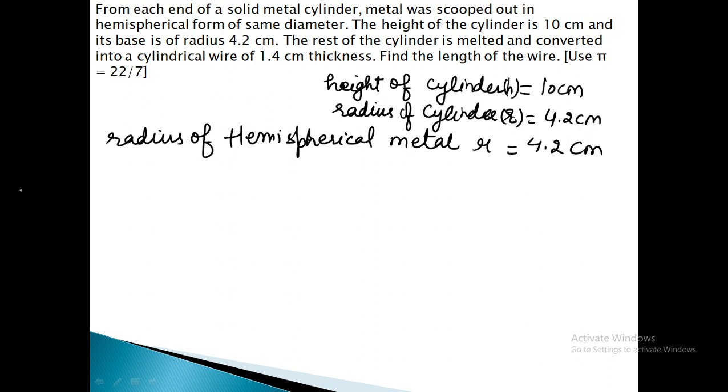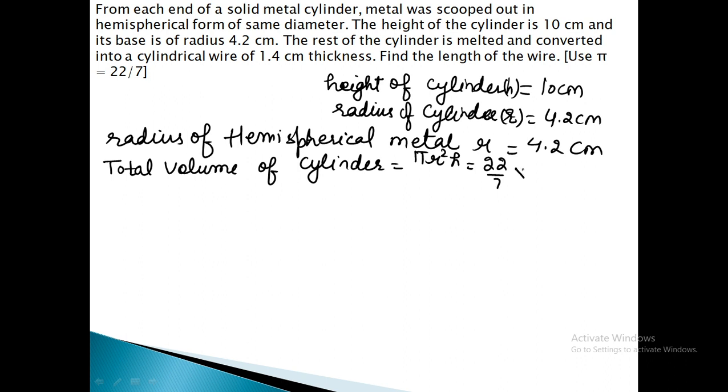Now we have to find out, first of all, the total volume of the cylinder. Total volume of cylinder, pi r raised to power 2 h. You can say 22 by 7, r is given 4.2. 4.2, removing the point, you will write it like this. And h, here h is given 10.